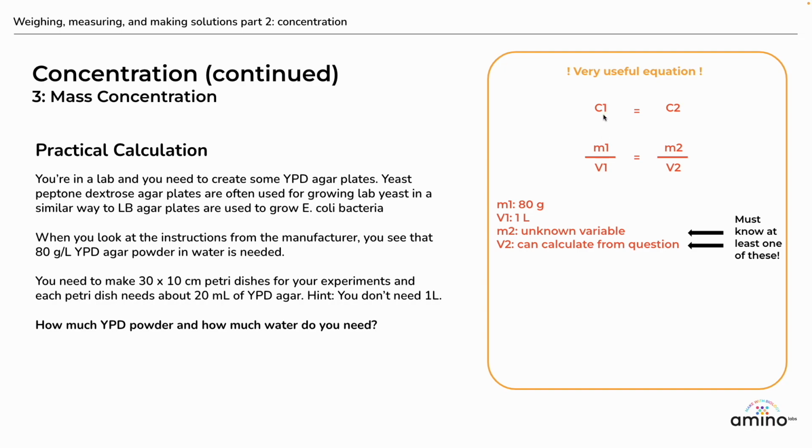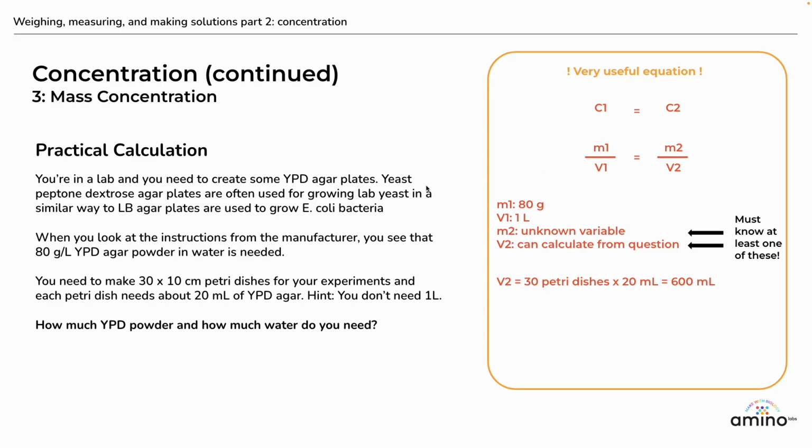Okay, and so what you can do is substitute M over V for the C, and you can do that on both sides, where instead of saying C1 equals C2, you say M1 over V1 equals M2 over V2. Okay, and you'll see where we're going with this.